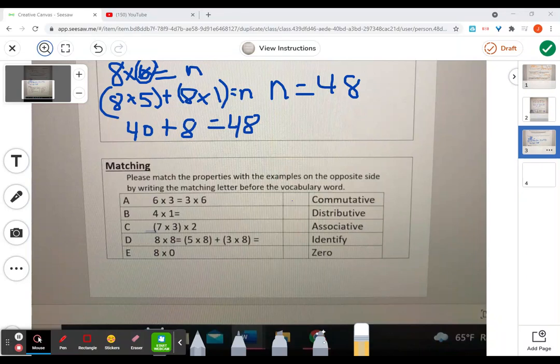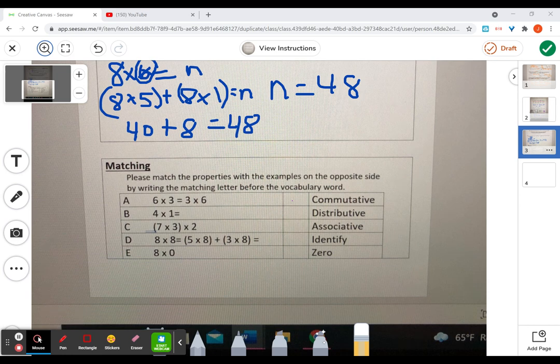All right, so this is the last section of your study guide, chapter 4, part 2. And for this particular part, we're doing a matching. So basically, we have to look at the equations. We have to look at these property examples that are over here on the left side. And then we're going to have to match them with the actual property that's on the right side.